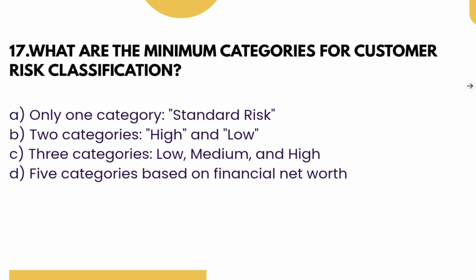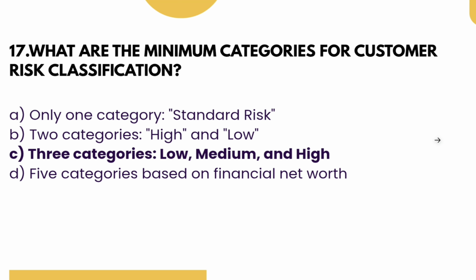Now, the next question. What are the minimum categories for customer risk classification? A. Only one category, standard. B. Two categories, high and low. C. Three categories, low, medium and high. And D. Five categories based on financial net worth. The answer is C. Three categories.